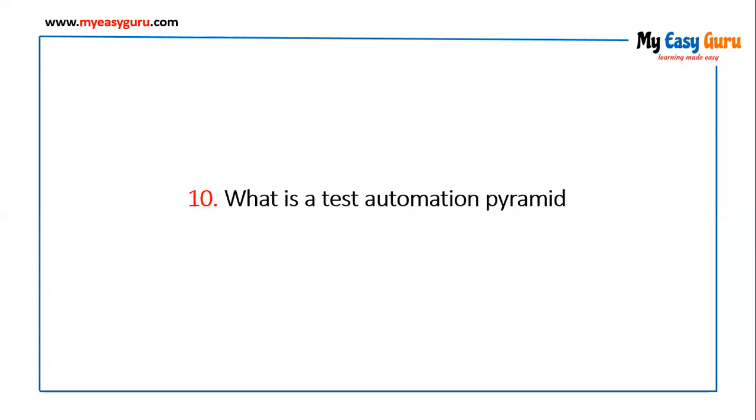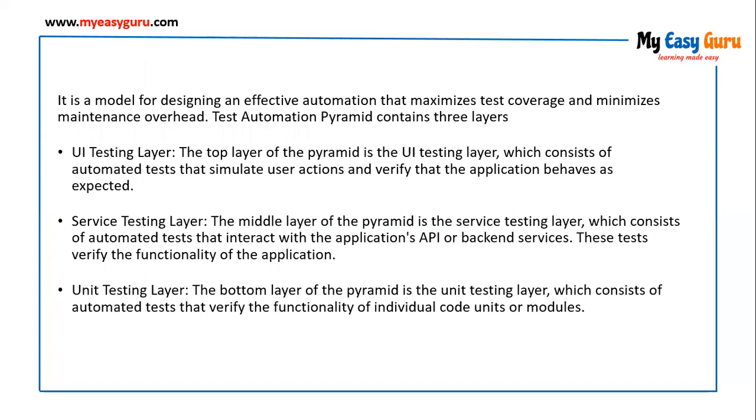Now let's understand what is a test automation pyramid. It is a model for designing effective automation that maximizes test coverage and minimizes maintenance overhead. The test automation pyramid contains three layers. The first one is the UI testing layer, the second one is the service testing layer, and the third one is the unit testing layer. So let's understand this automation pyramid.